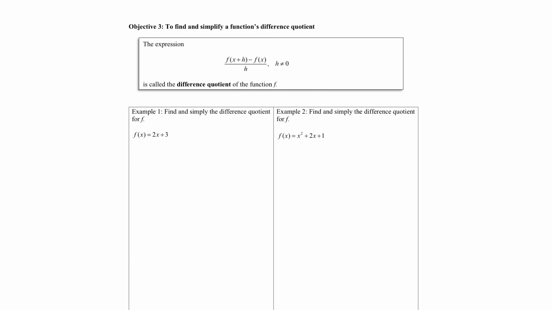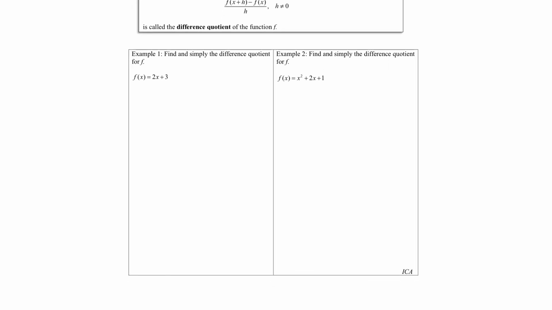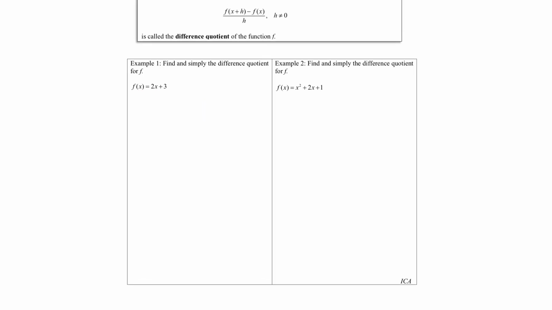So what the difference quotient looks like is f of x plus h, which we did a bit of work with in section 2.1, right? F of x plus h minus f of x, all divided by h, where h doesn't equal 0. This is called the difference quotient. So now we're going to go ahead and do a couple of examples of this. Example number 1, find and simplify the difference quotient for f. F of x equals 2x plus 3.